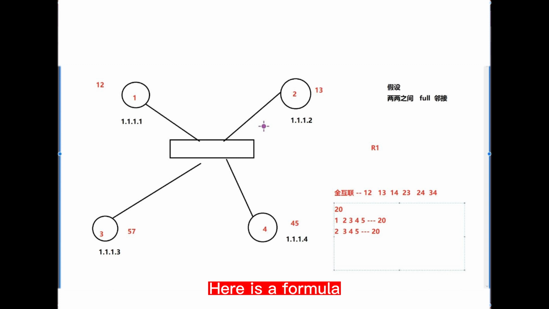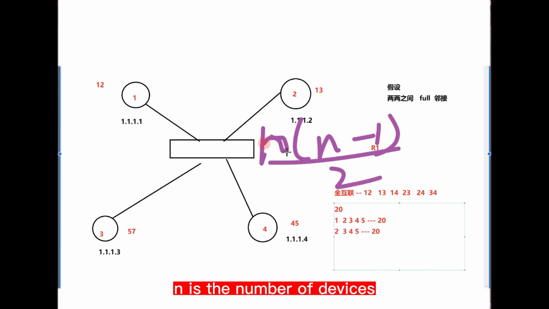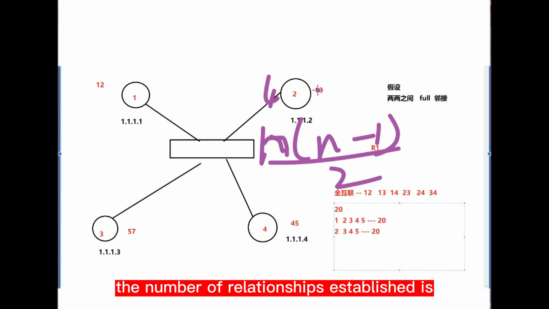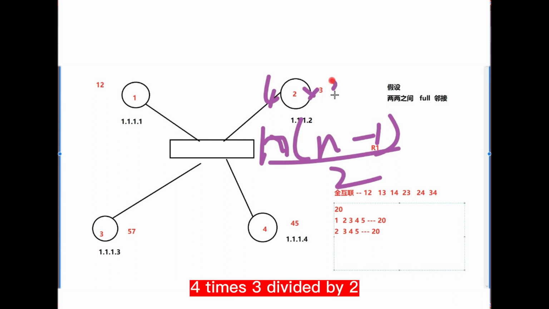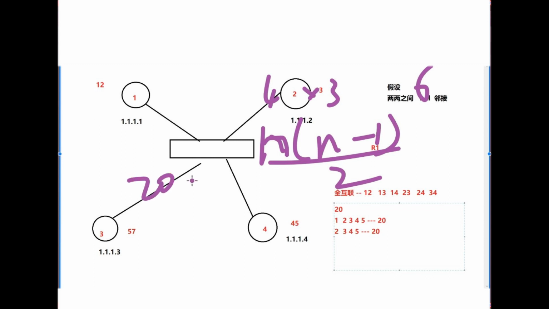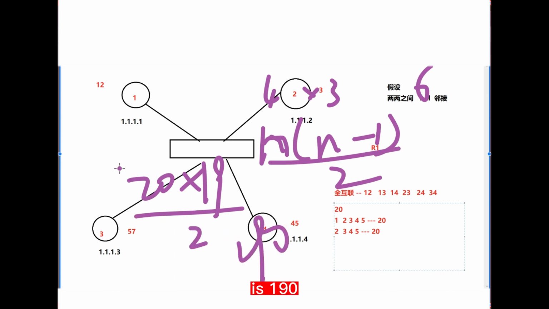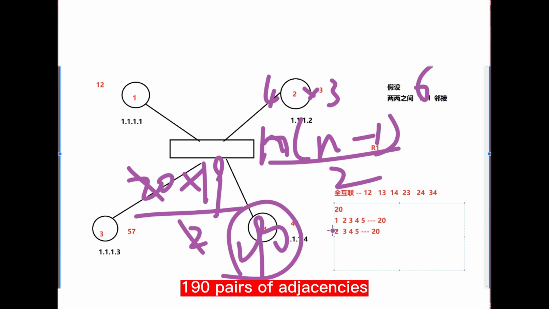Here is a formula. I'll just tell everyone: N times (N minus 1) divided by 2. N is the number of devices. For example, now 4 devices. The number of relationships established is 4 times 3 divided by 2, which is 6. Let's say there were 20 devices just now. 20 times 19 divided by 2 is 190. You will find 190 pairs of adjacencies.